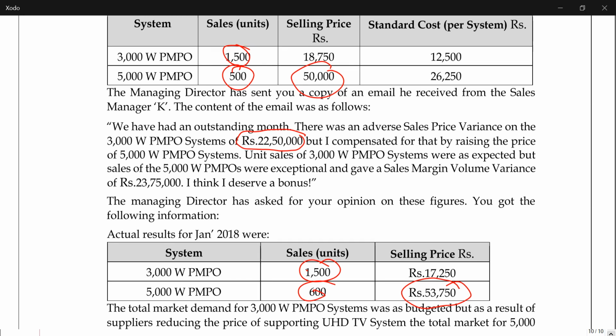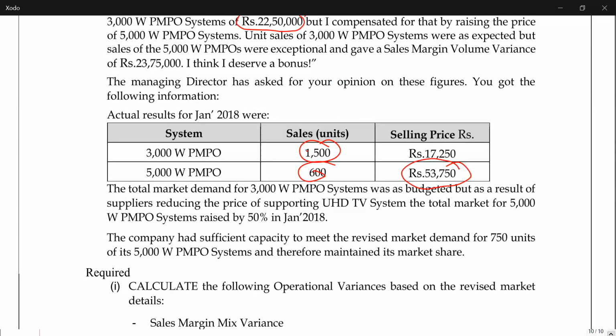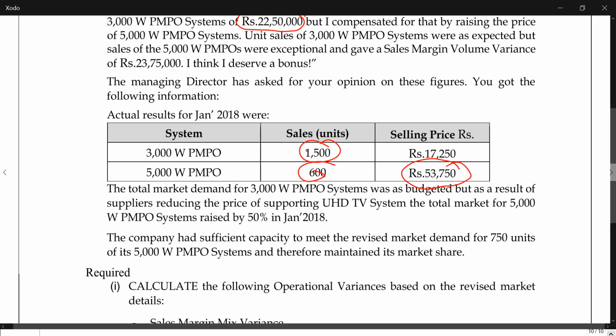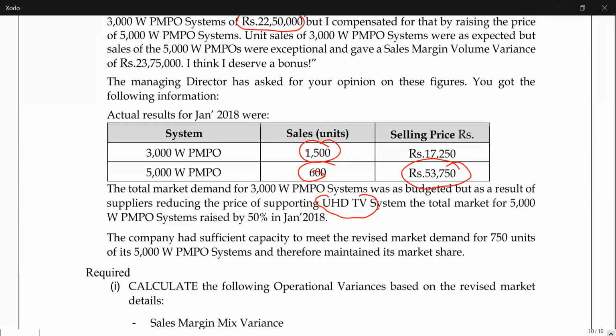Now, the industry has told this. Demand for product A is same. So, no change in quantity of product A. No change in price of product A, because they have not given any details on the price change in the industry. We have sold at more, we have sold at less is operating variance. But as a result of suppliers reducing the price of supporting UHD TV system, the total market for product B is raised by what?